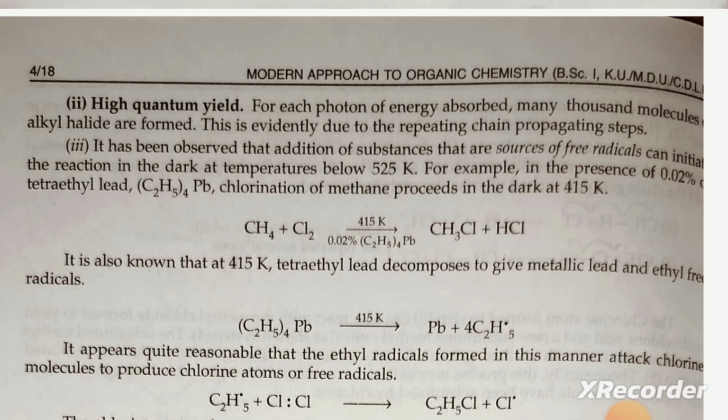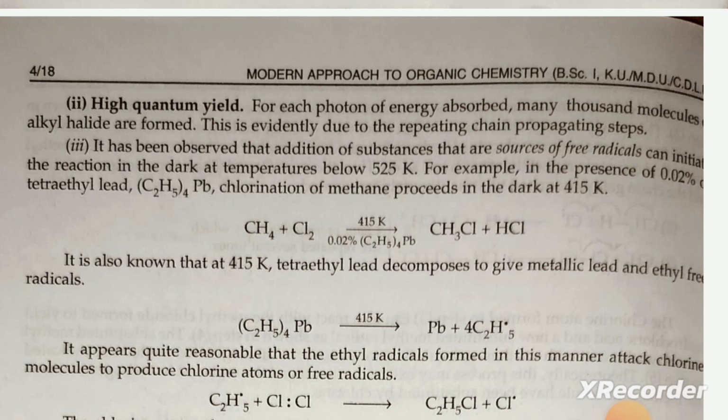This is evidently due to the repeating chain propagating step. Third, it has been observed that addition of substances that are sources of free radical can initiate the reaction in dark at the temperature below 525 Kelvin. For example, in the presence of 0.02% of tetraethyl lead, (C2H5)4Pb, chlorination of methane proceeds in the dark at 415 Kelvin. CH4 plus Cl2, in the presence of 0.02% (C2H5)4Pb at 415 Kelvin, give rise to CH3Cl plus HCl.